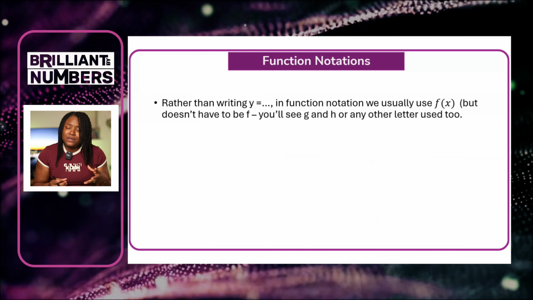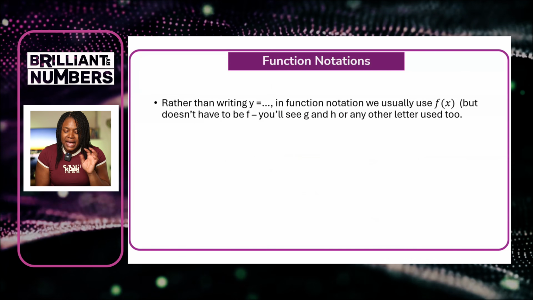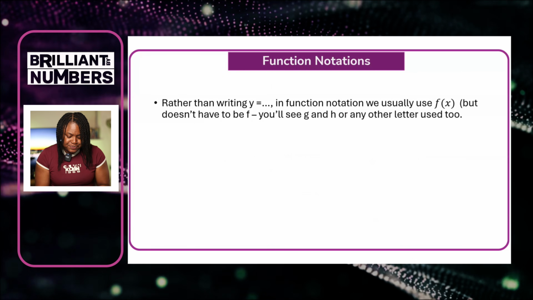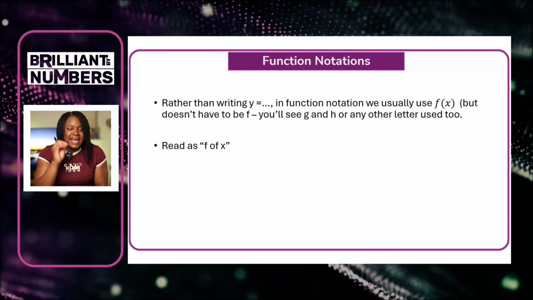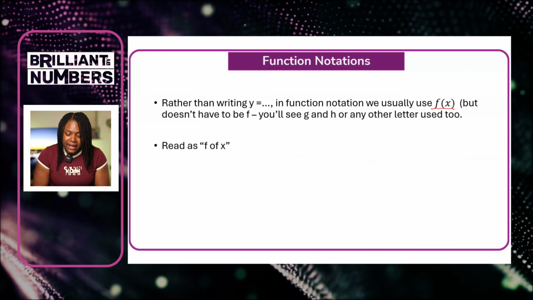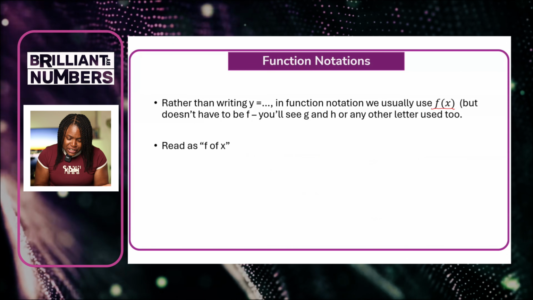Beautiful. With that foundation laid, we're now going to look at function notation and how we read it. For all the examples we did, we wrote y equal to something. Rather than writing y equal to, in function notation we use f(x), but it doesn't have to be x. Any letter at all could be used. We read it as f of x. So whenever you see f(x), we read it as f of x. If we use another letter, for example g or h, you'll call it g of x, h of x.